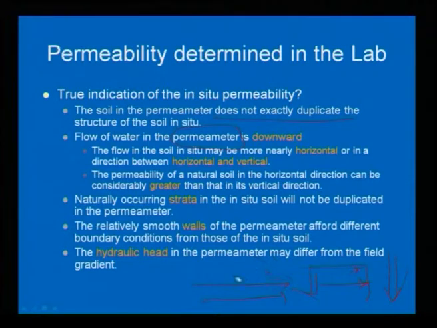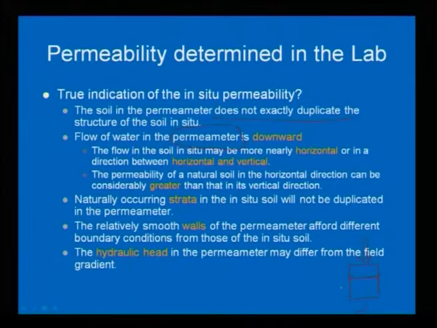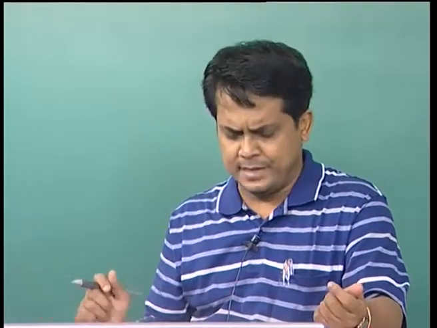I will show you the lab test equipment next class. If you look at the lab, by means of the permeameter you are allowing water to flow vertically from one end to the other end. The boundary conditions are fixed, predefined, or well defined earlier. This is not the same as in the field in situ, where boundary conditions cover a wide range.